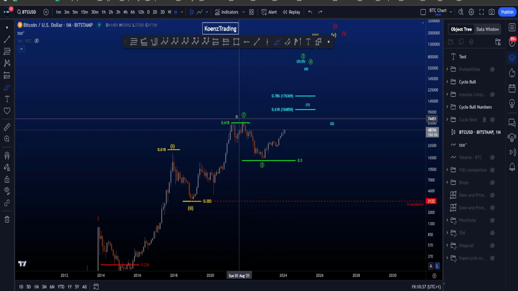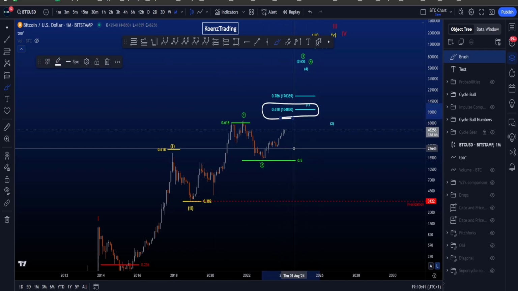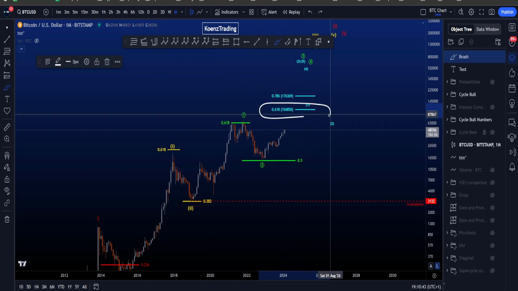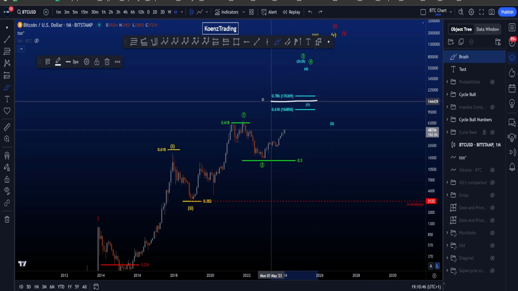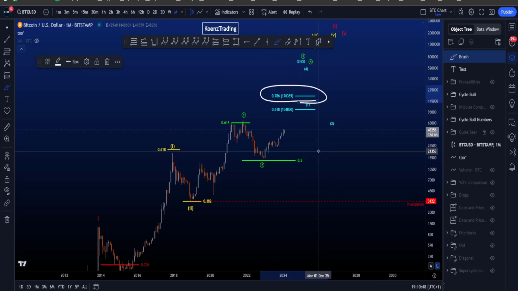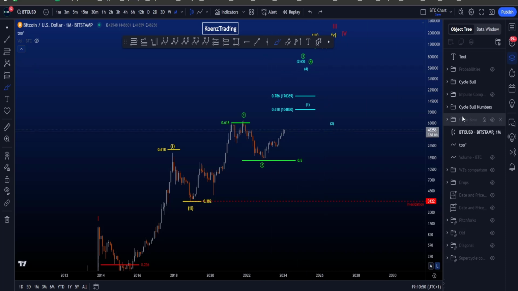However, keeping in mind that the 0.618 is such an important target, I also put it on the chart for the next wave 1 here, sitting at about 100k, and just for a little bit of flexibility I also have the 0.786 on my chart at 180k.